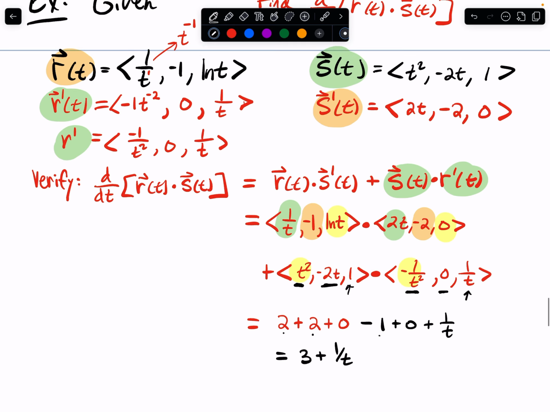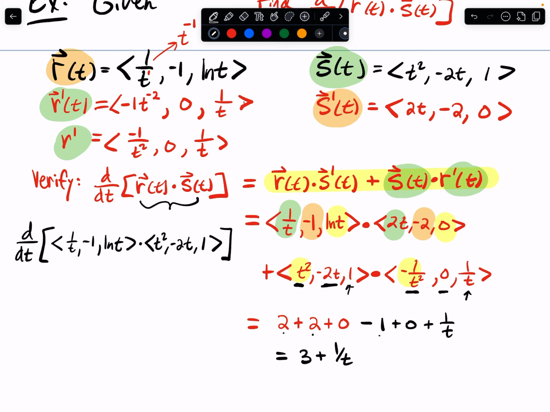Now, if I want to verify it, then that means not only do I need to do this right side, but I also need to do the left side. So the left side says dot it first. Okay, so if I dot the two first, and then I take the derivative, what do I get? Well, 1 over t, comma, negative 1, comma, ln t, dotted with t squared, comma, negative 2t, comma, 1.